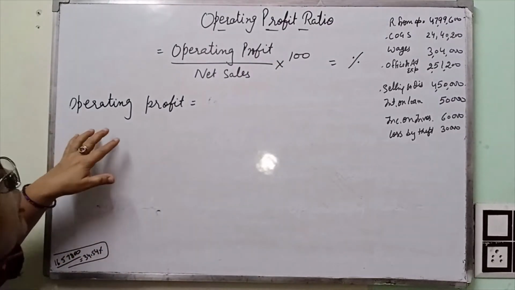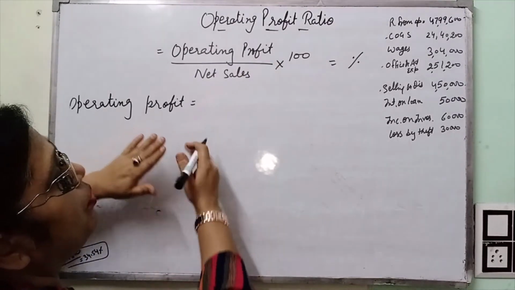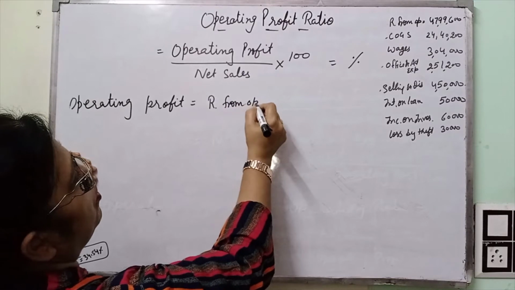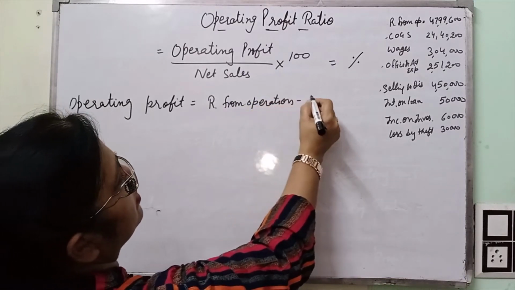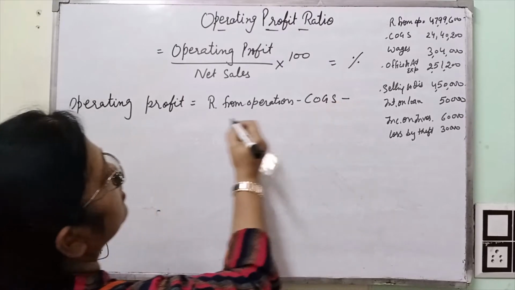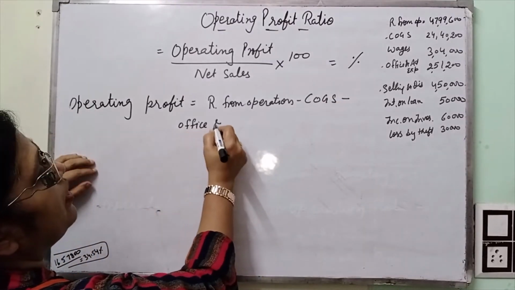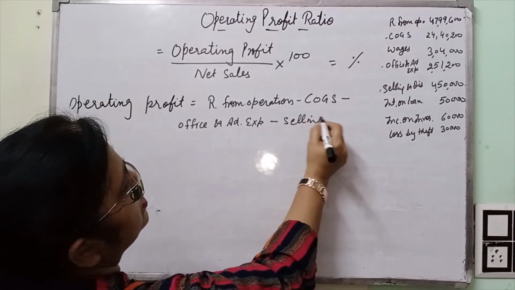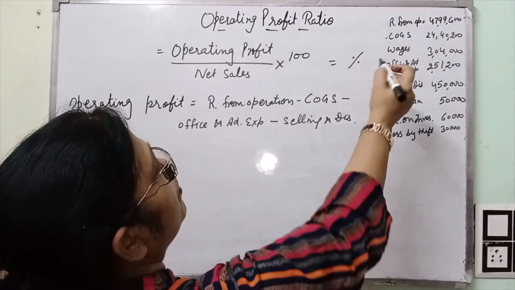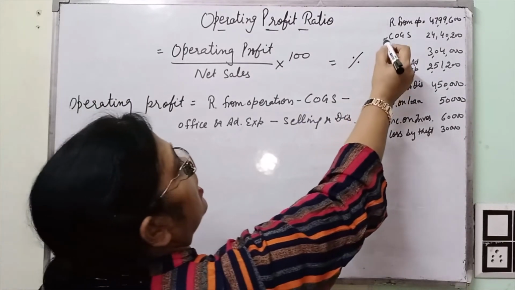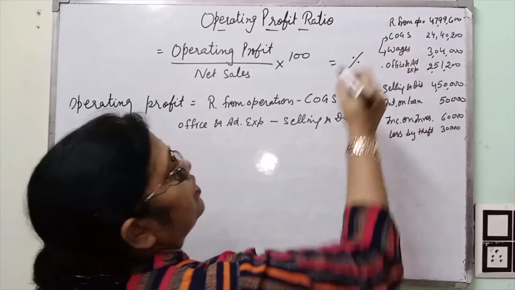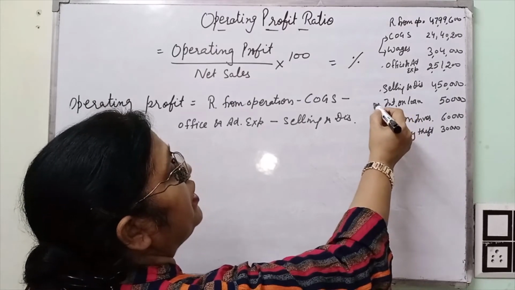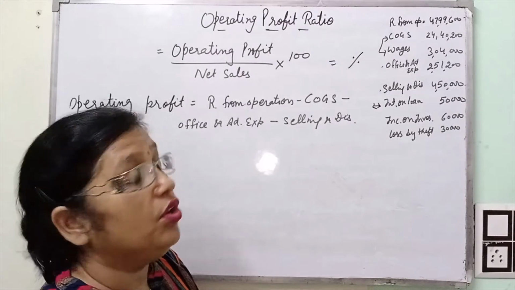Now we have to calculate operating profit. What is the formula for calculating operating profit? That is revenue from operation minus cost of goods sold minus office and administrative expenses minus selling and distribution expenses according to your question. Wages we will not include because wages are also included in cost of goods sold. Clear? Interest on loan, it is non-operating activity, so we will not consider non-operating activity.